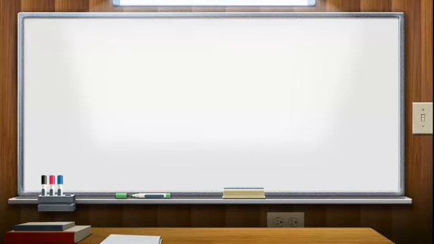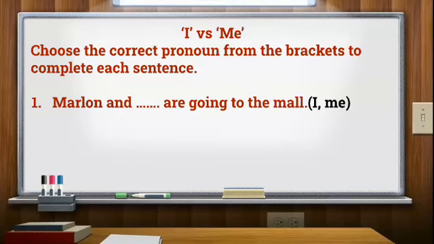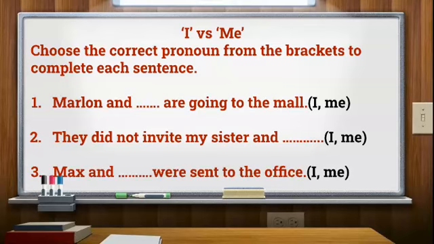So let's go to a quick practice exercise, I versus me. We're going to choose the correct pronoun from the brackets to complete each sentence. So we're going to read our sentences first, then determine our answers. Number 1: Marlon and I or me are going to the mall. Try to remember what we just learned. Number 2: They did not invite my sister and, would it be I or me? And number 3: Max and I or me was sent to the office.